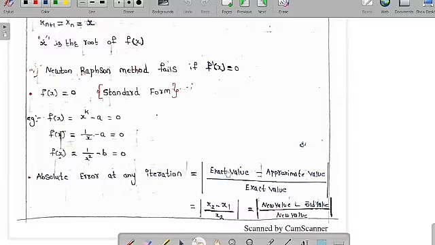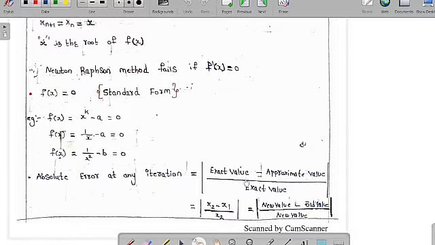The true value is also called the exact value. It is always measured with the help of the integration method, whereas the approximate value is also called the measured value. We always get the approximate value with the help of the numerical method. Or we can say x2 minus x1 by x2, where x2 is the new iteration value, whereas x1 is the old iteration value. So new value minus old value by new value.